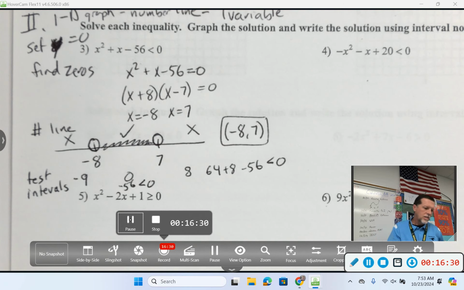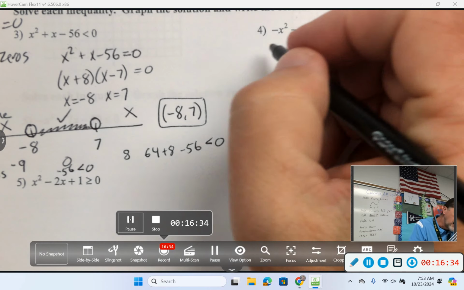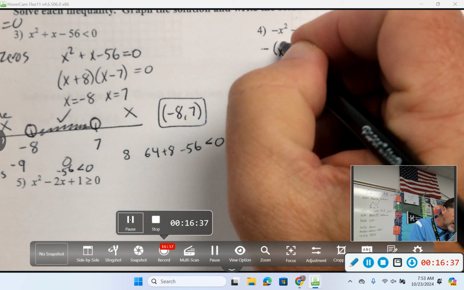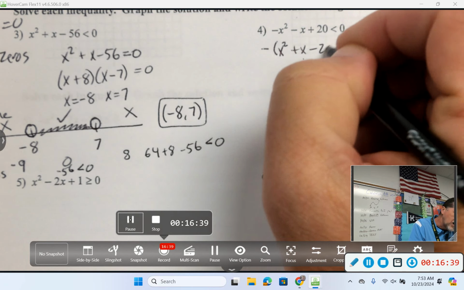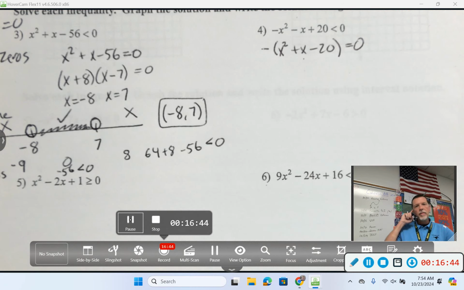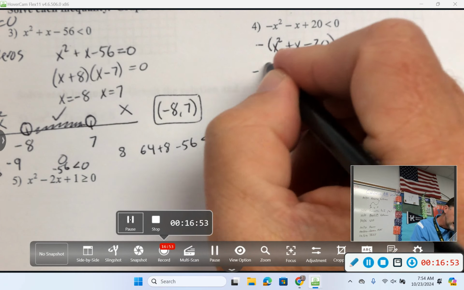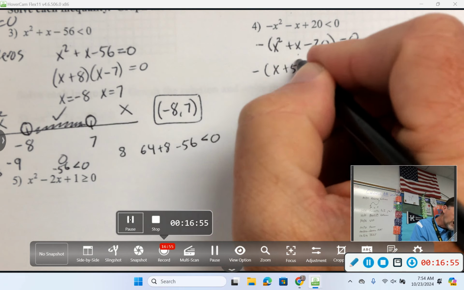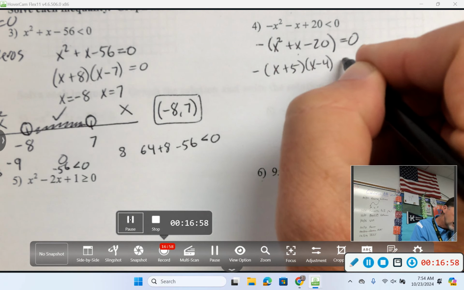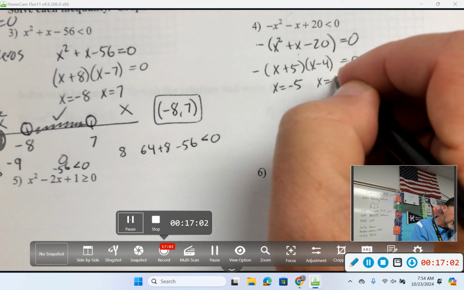Let's try a different one. Let's try number 6. So job 1 is to find the zeros. I'm going to factor out that negative just because that makes my factoring life a lot easier. And I'm going to set it equal to 0 to find the zeros, but know that eventually I've got to consider the less than stuff. So x plus 5 and x minus 4. So x equals negative 5 and x equals 4.